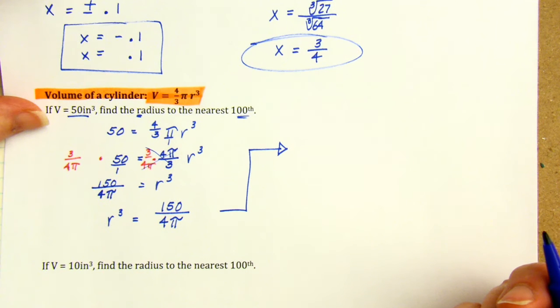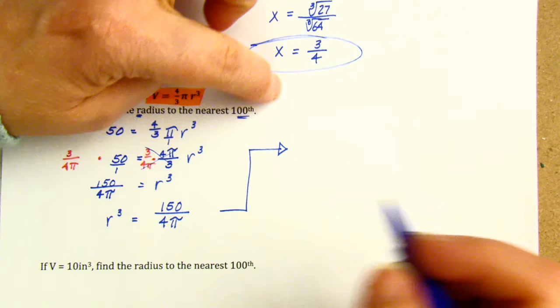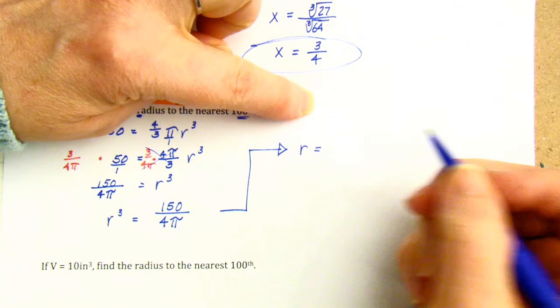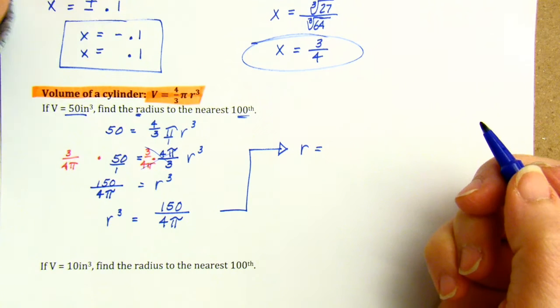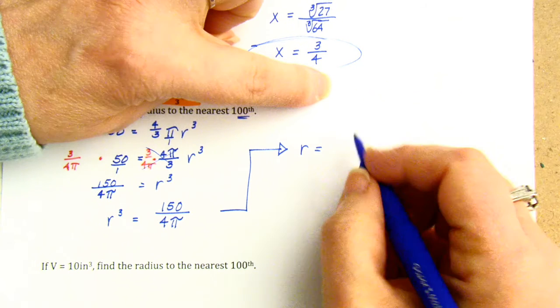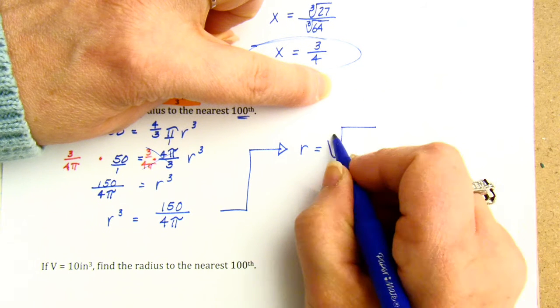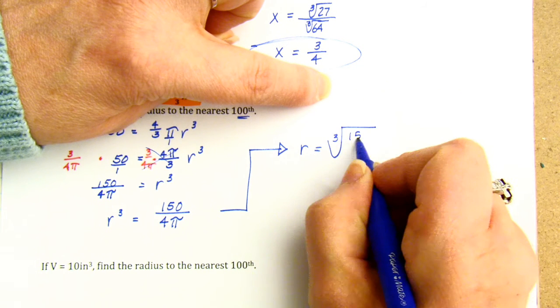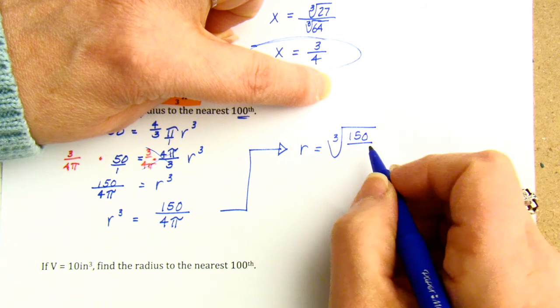How do I get rid of the cube? I take the cube root. So r equals, I do not need plus or minus. Odd roots only have one answer. So this is the cube root of 150 over 4 pi.